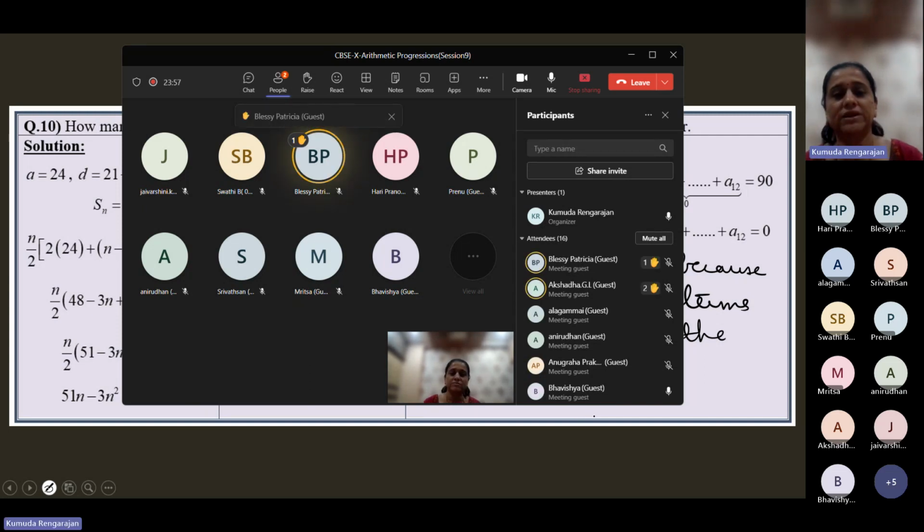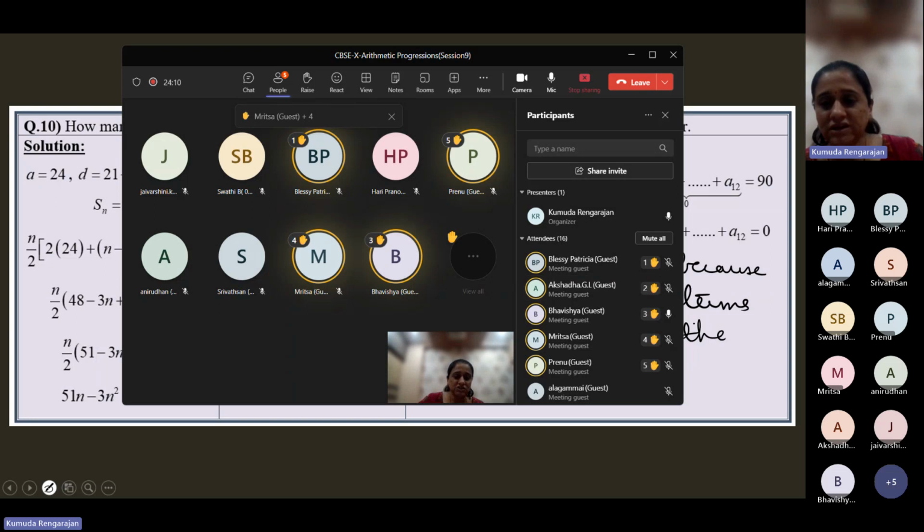From the same chapter, Arithmetic Progressions. I think the first or the second class, I gave you a set of 10 questions. Question number 4, 10 sub-questions as homework. But I shared it along with the answers. How many of you have completed them?